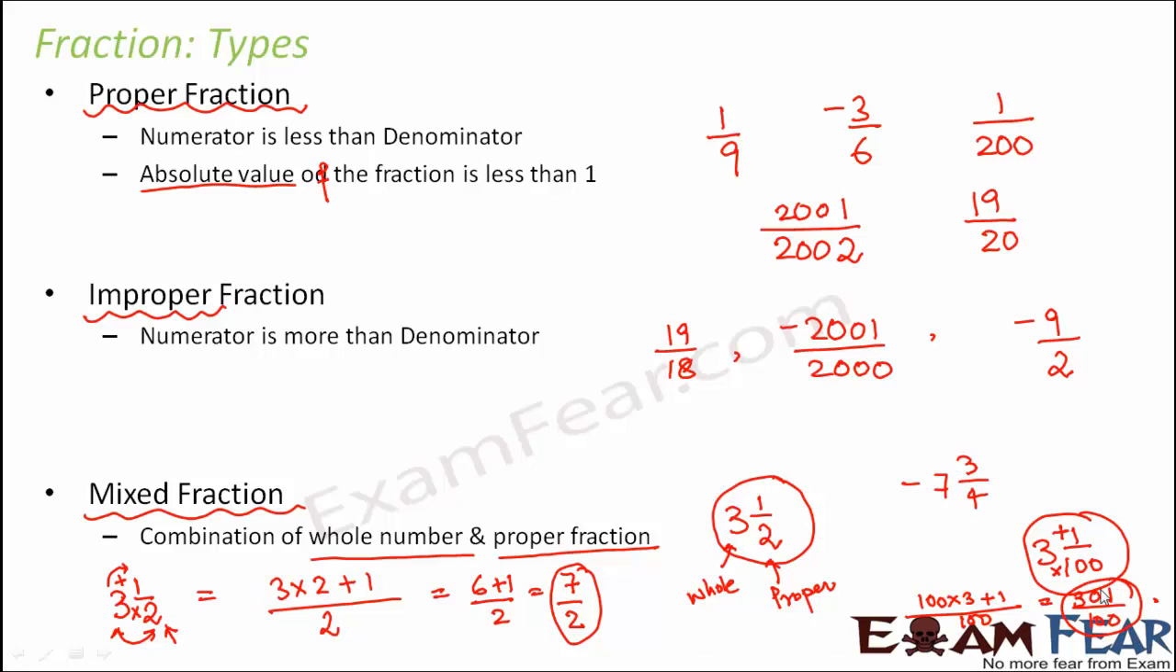Now, do you know why a mixed fraction can only be expressed as an improper fraction? That's because in a mixed fraction, you already have one part as a proper fraction. But the moment you multiply it with a whole number, the overall value increases. Right? Because the denominator remains the same. There is no change in the denominator. But in the numerator, we are multiplying it with a whole number and then adding something, because of which the value of the numerator is increasing. And whenever the value of the numerator is more, it is an improper fraction. Therefore, a mixed fraction always gives rise to an improper fraction. Clear? So that's about proper, improper and mixed fractions.